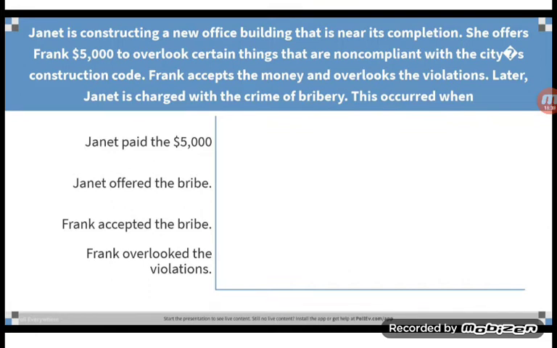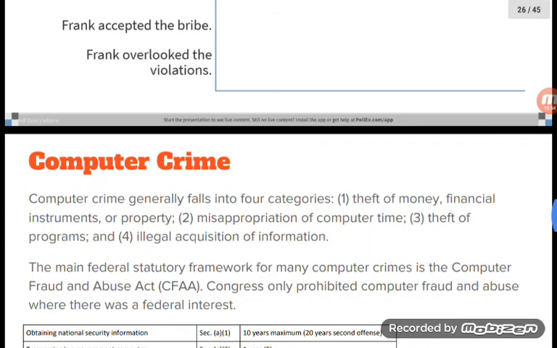This is a question involving a bribe. Go ahead and pause, take a read, take your best guess. Bribery occurs when the person accepts the bribe. Whenever the person you're bribing accepts it, that's when the bribe occurs. So it's the third option there.